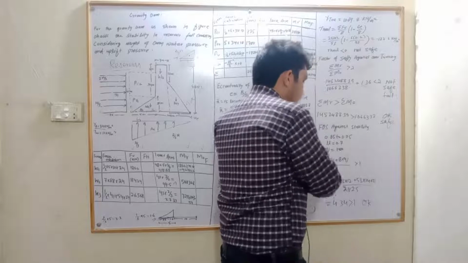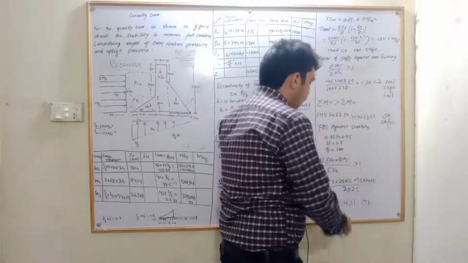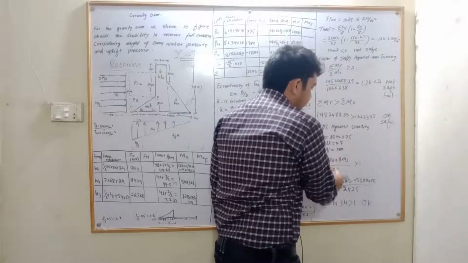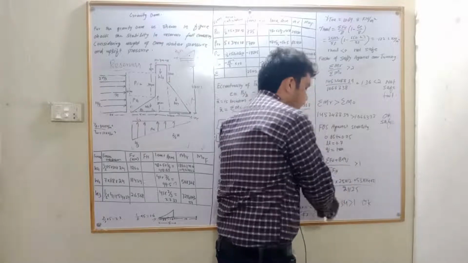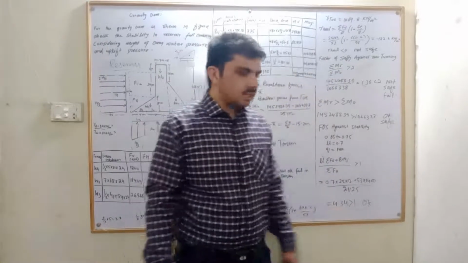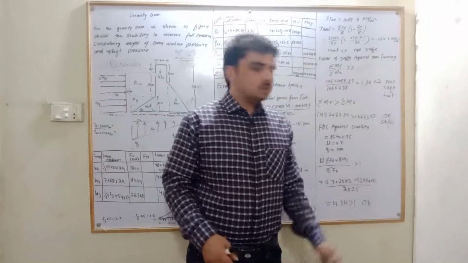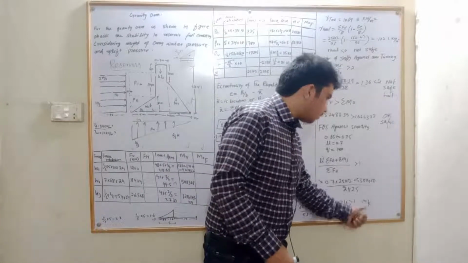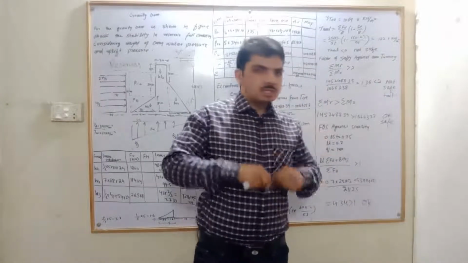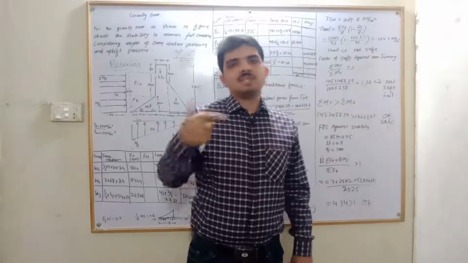Okay, so this value should be greater than 1. If I put all of the values in this equation, we get the result 4.31, which is greater than 1. So our condition is satisfied. Okay, so this dam will be safe in factor of safety against stability.